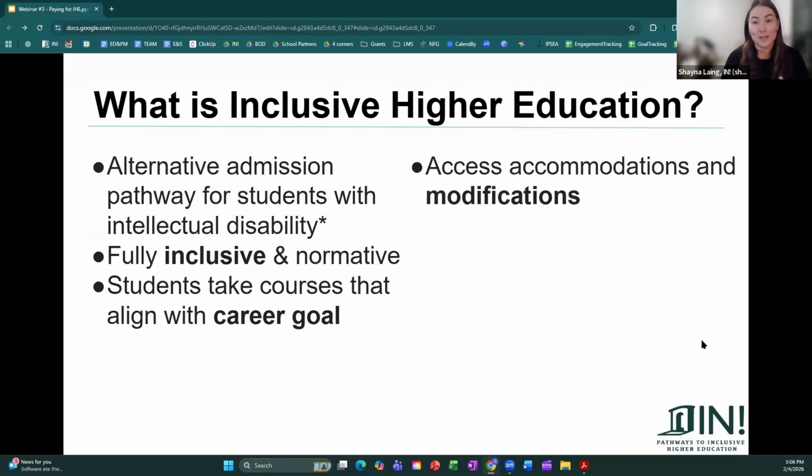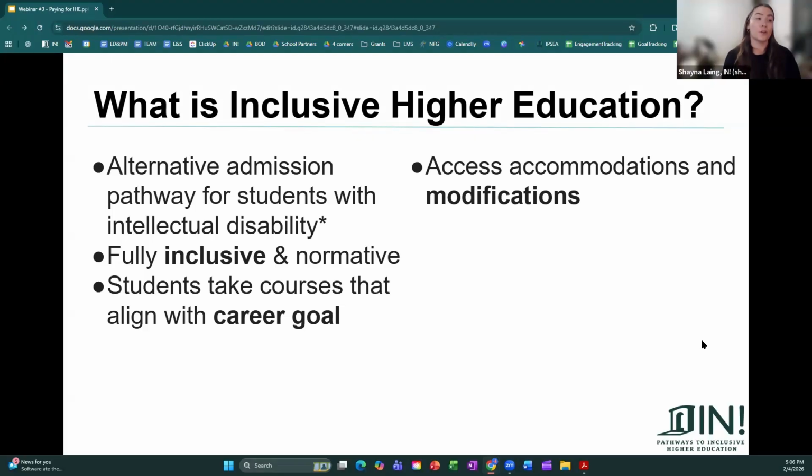What we want people to know is that this is not a special education classroom on college campuses. These are inclusive programs. Our students are included in the campus. They attend classes alongside neurotypical college peers. They go to frat parties if they so desire. They have the typical college experience because we believe that that's where true growth happens.